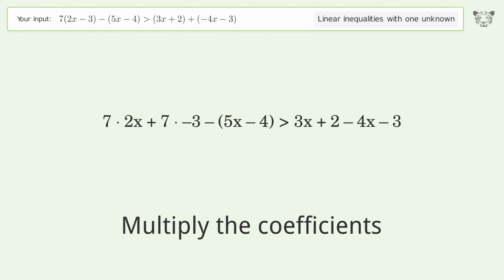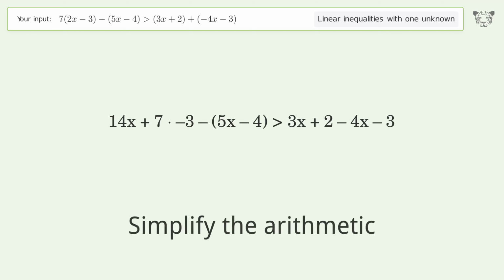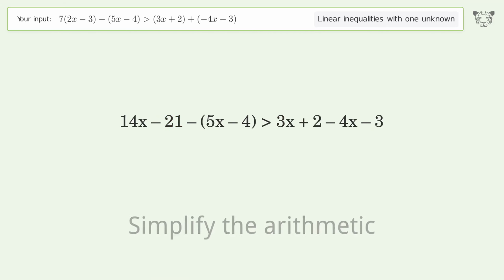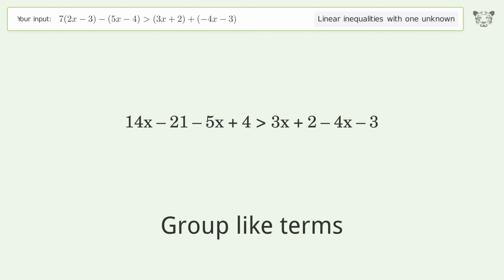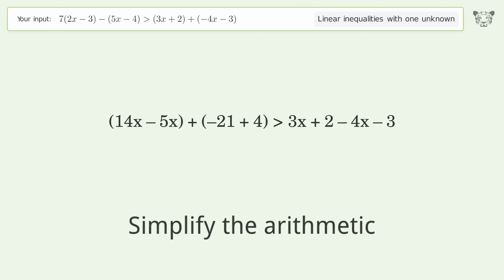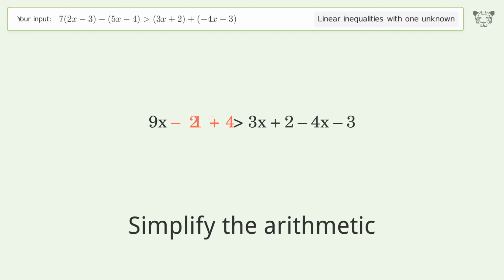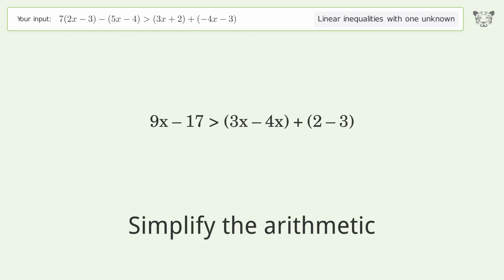Multiply the coefficients. Simplify the arithmetic. Expand the parentheses. Group like terms. Simplify the arithmetic. Group like terms. Simplify the arithmetic.